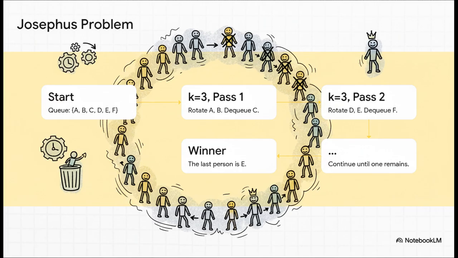So how do you model a circle with a queue? It's genius. To go around the circle, you just dequeue an element from the front and immediately enqueue it to the back. You do that twice. The third person who gets to the front, you dequeue them and just don't put them back in. They're out. You just keep doing that. Rotate, rotate, eliminate, over and over until you've only got one winner left.